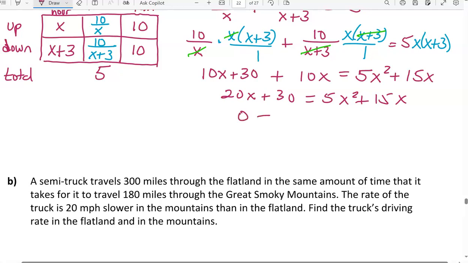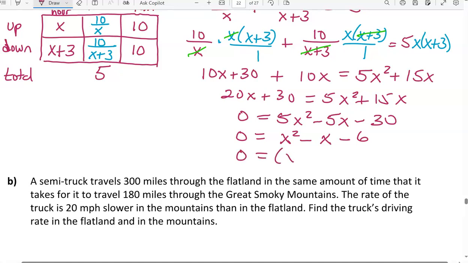And let's move all of our terms to one side. So I'm going to subtract off the 20x, that'll give us minus 5x, and subtract off the 30, that's minus 30. Notice that all terms are divisible by 5. This is going to make our factoring much easier. 0 divided by 5 is 0. 5x squared divided by 5 is x squared. 5x divided by 5 is x. And 30 divided by 5 is 6.